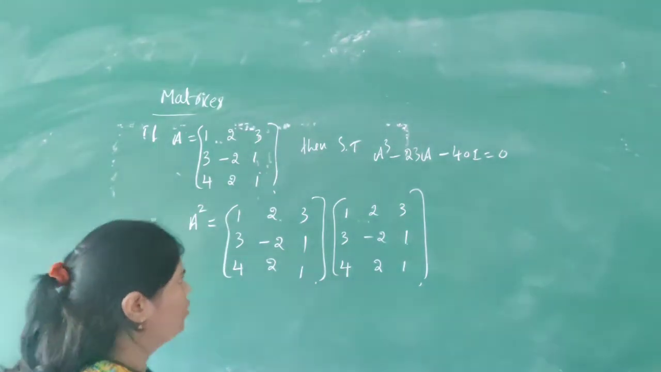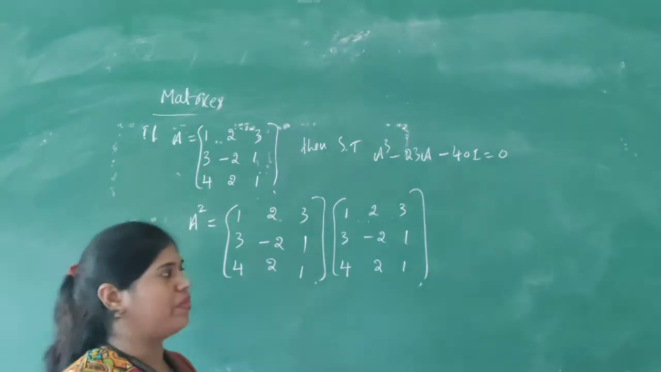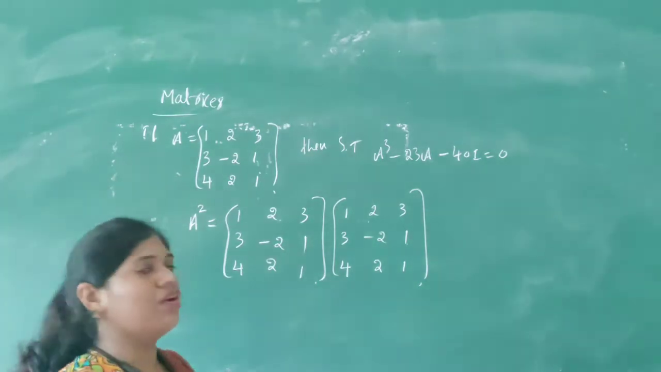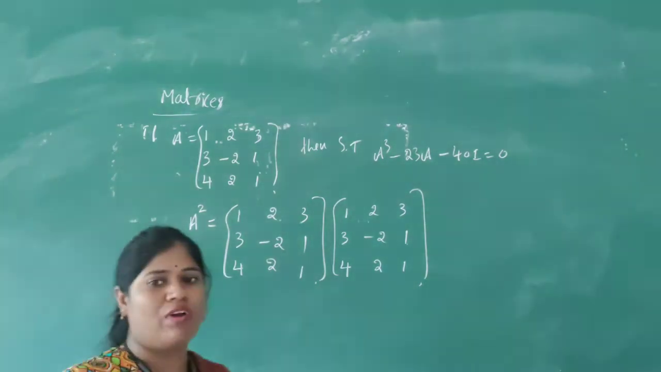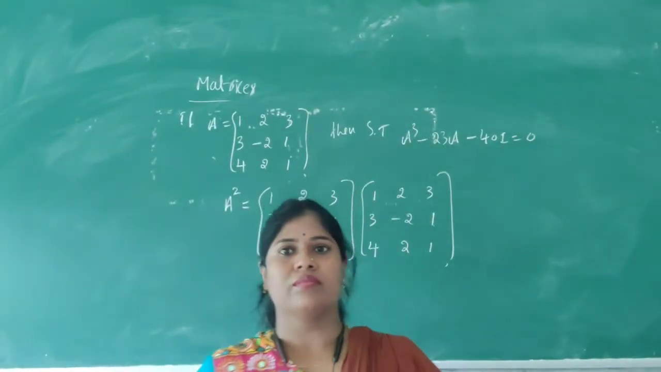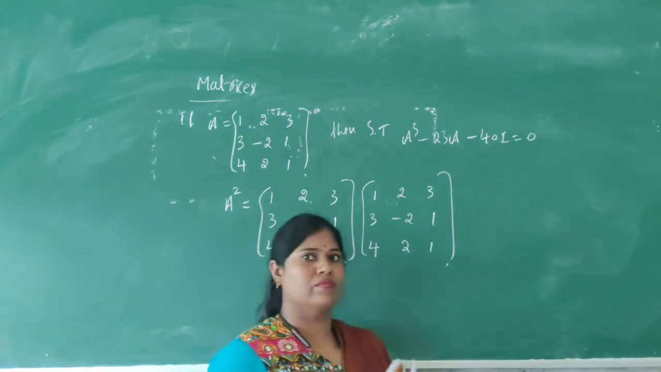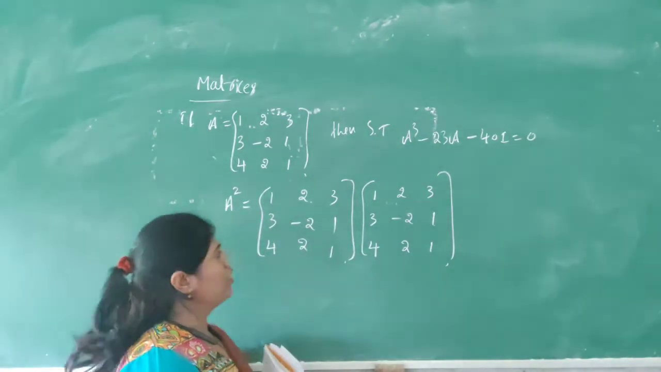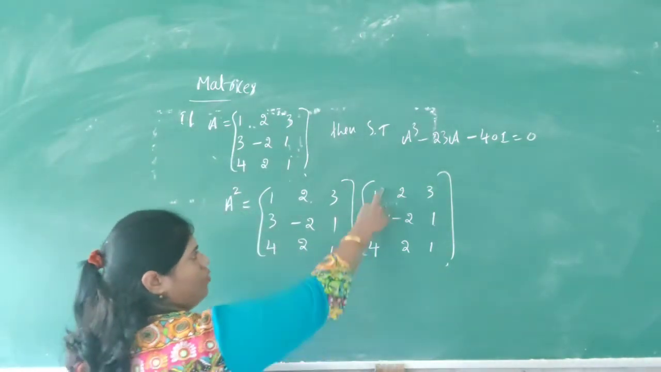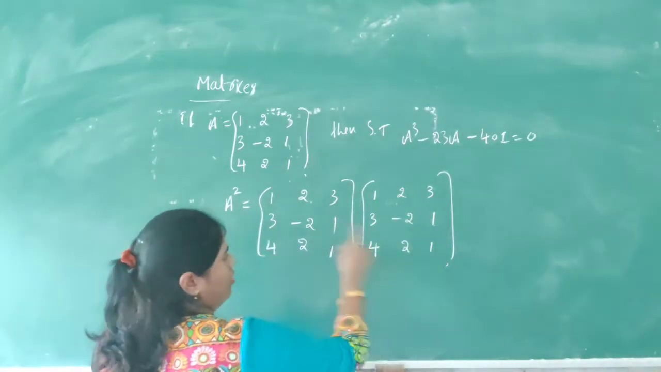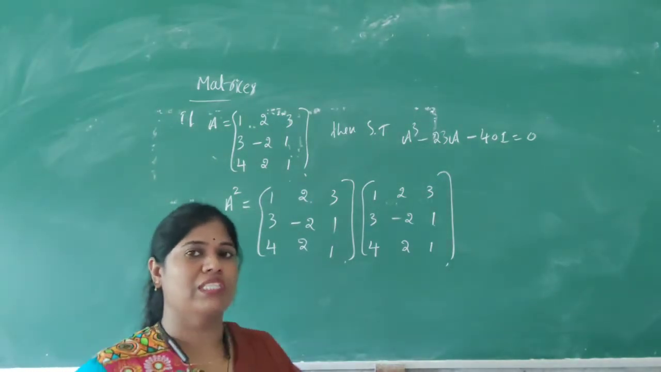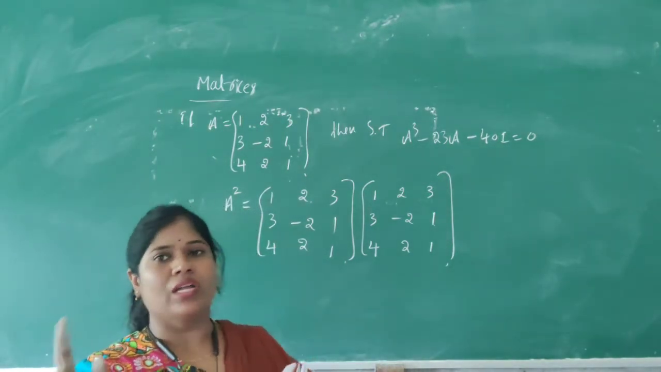Yes, it is the same. So what is the matrix multiplication method? First row, first column. First row, second column. First row, third column. Similarly, second row, first column, second row, second column, second row, third column. Next one, third row, first column, third row, second column, third row, third column.